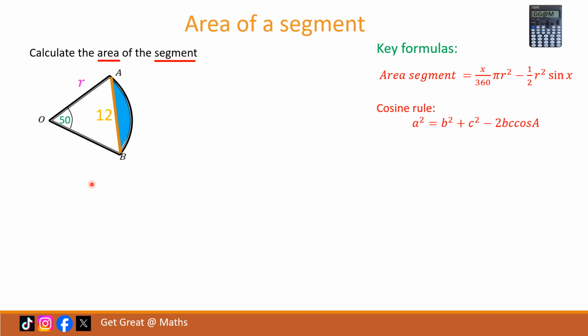So you should have spotted that the length OA and the length OB are both equivalent to the radius.